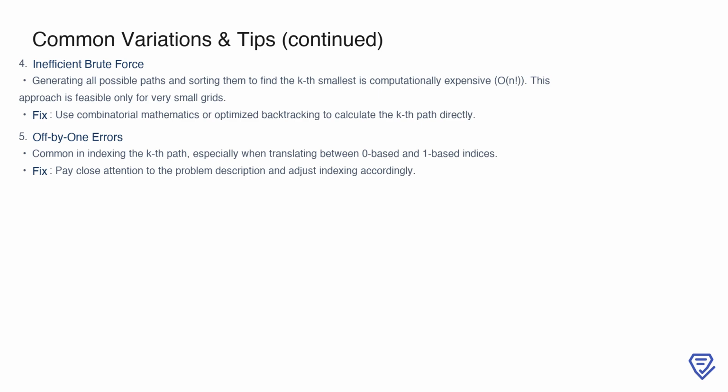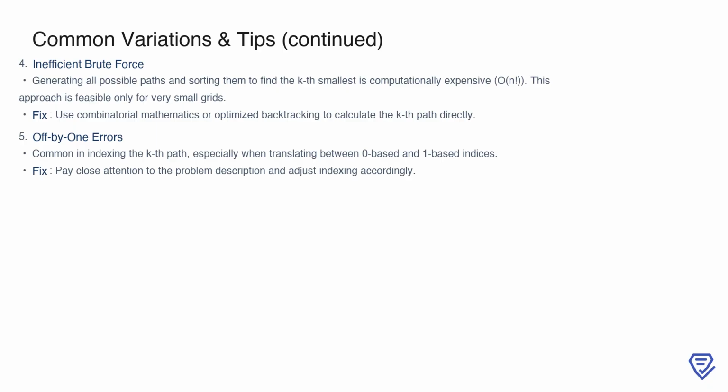Another pitfall involves inefficient brute force approaches. Generating all possible paths and then sorting them to find the kth smallest path is computationally expensive, especially for larger grids. This method, which has a factorial time complexity, might work for very small grids but quickly becomes impractical. Instead, we can use combinatorial mathematics or optimized backtracking techniques to calculate the kth path directly.